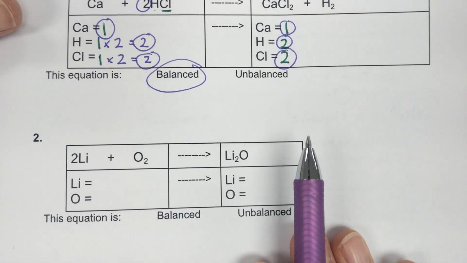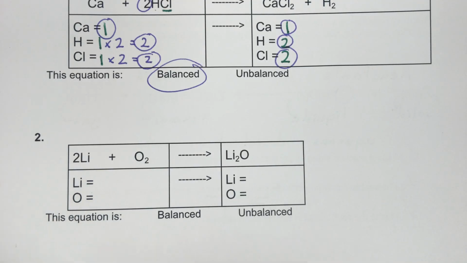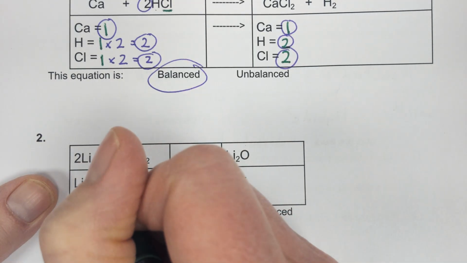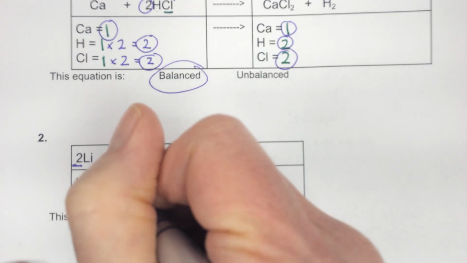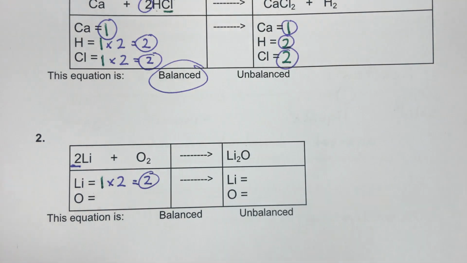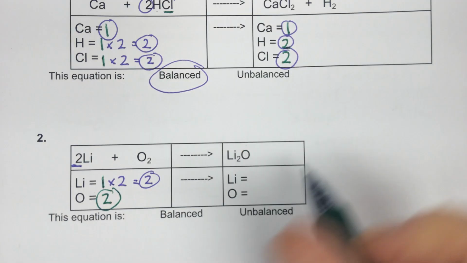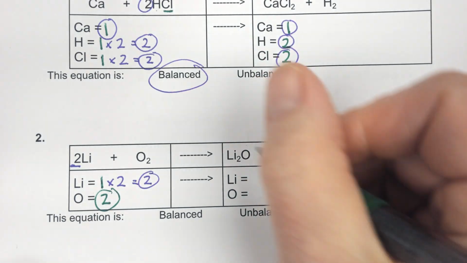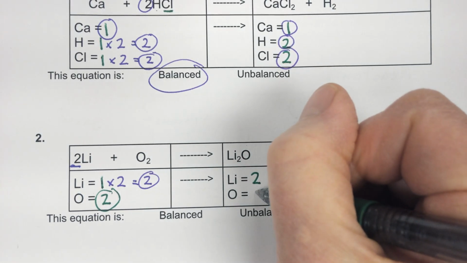All right, next part. We have Li, which is lithium, no subscript, is equal to 1, but I have a coefficient of 2, so that'll be times 2 equals 2, and then my oxygen is equal to 2. Over here, Li is equal to 2 because of the subscript, and oxygen is equal to 1.